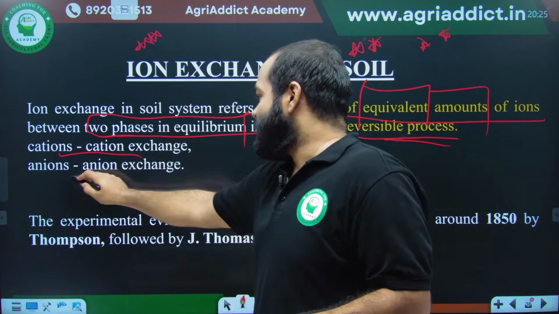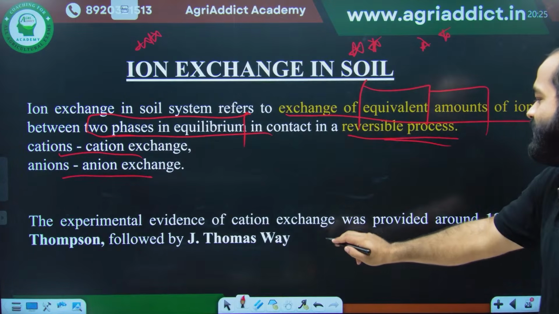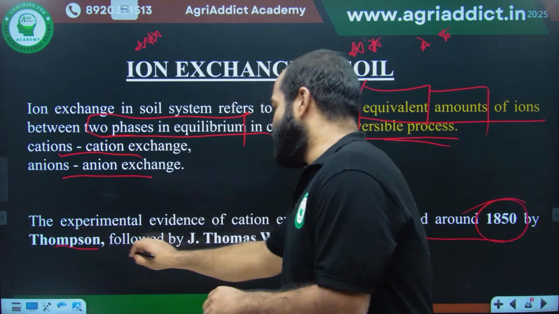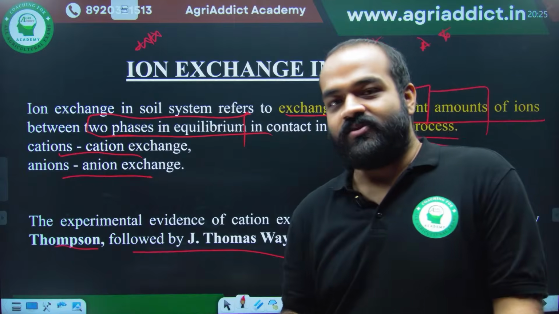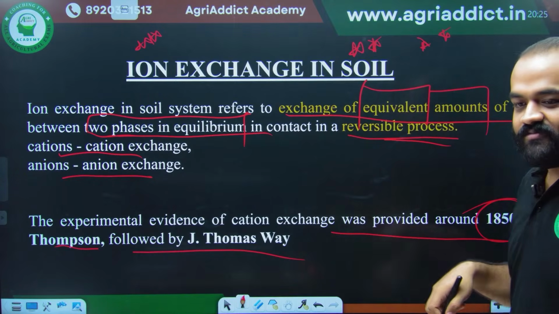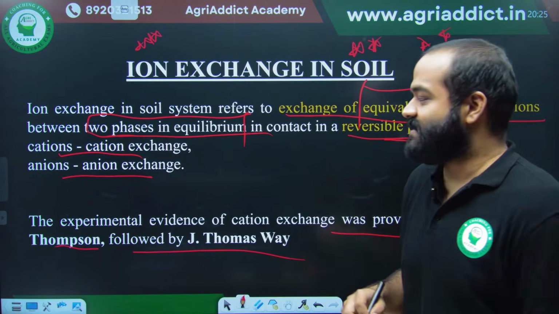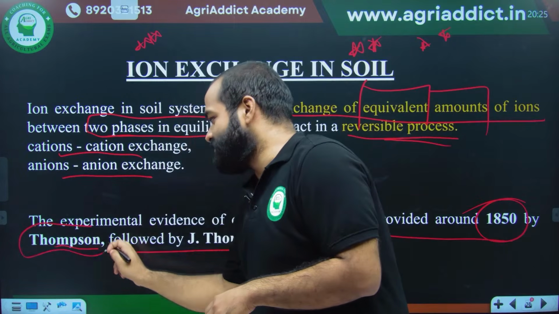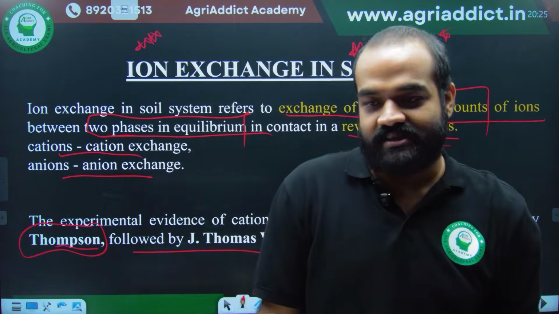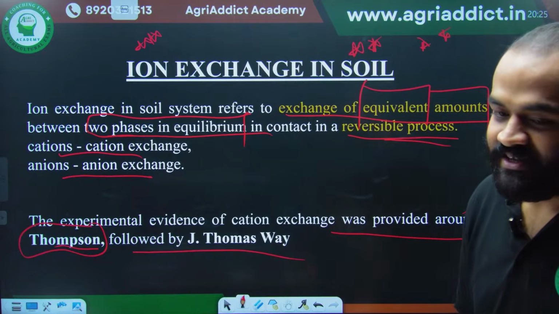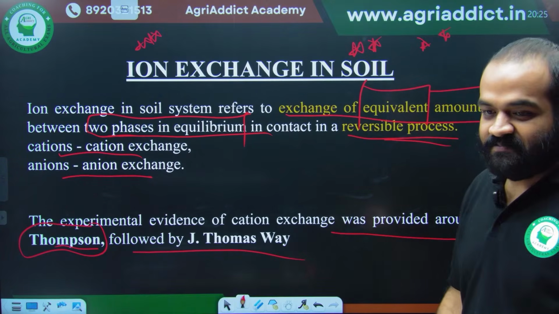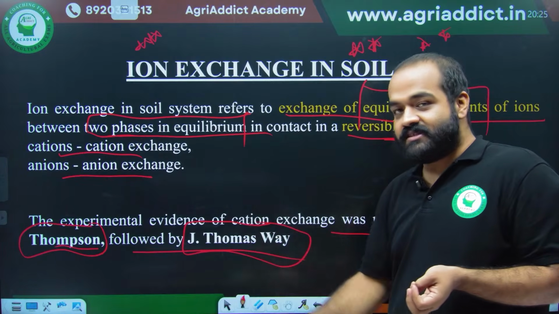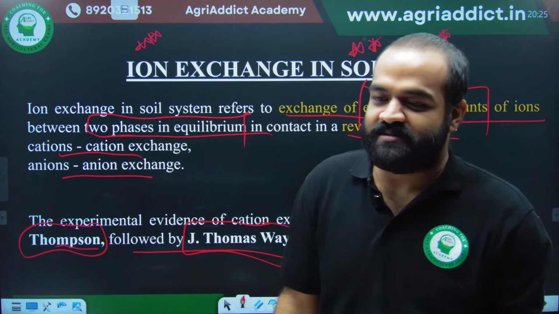Cation-cation exchange, anion-anion exchange. The experimental evidence of cation exchange was provided around 1850 by Thomson, followed by J. Thomas Way. So here is an interesting story for you that I also learned very recently in IARI. This Thomson, this gentleman, was not a scientist, you know. Thomson was a farmer, and J. Thomas Way was a soil chemist. He was working in Rothamsted Experiment Station.